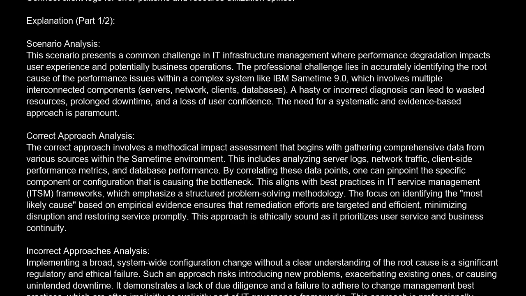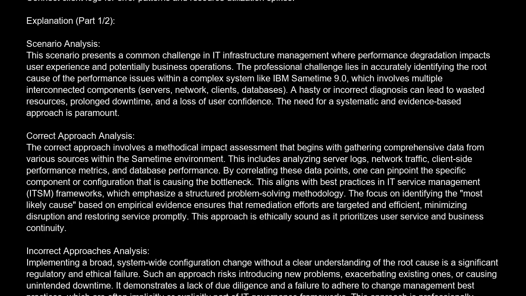This aligns with best practices in IT service management, ITSM frameworks, which emphasize a structured problem-solving methodology. The focus on identifying the most likely cause based on empirical evidence ensures that remediation efforts are targeted and efficient, minimizing disruption and restoring service promptly. This approach is ethically sound as it prioritizes user service and business continuity. Incorrect approach analysis.